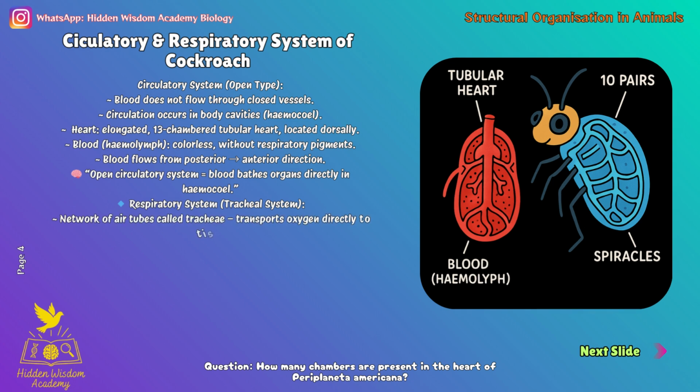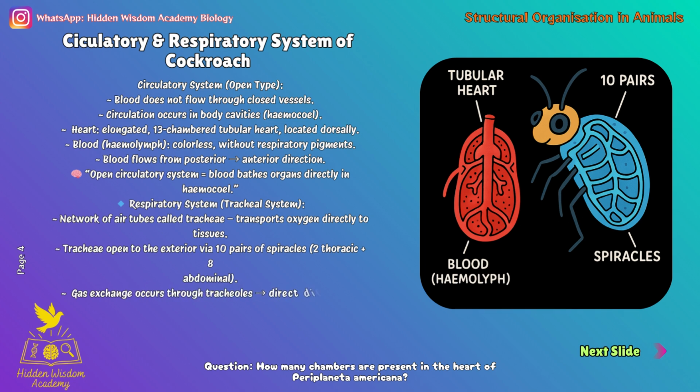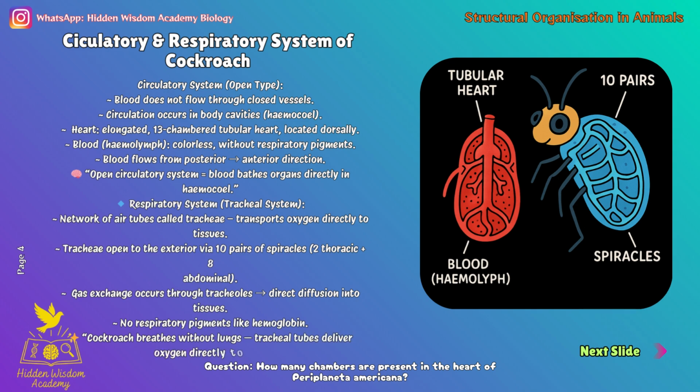For respiration, cockroaches use a tracheal system, a network of tiny air tubes that open through 10 pairs of spiracles. These tubes carry oxygen directly to body tissues and remove carbon dioxide by diffusion. This system helps cockroaches stay active and alive, even without lungs or hemoglobin.